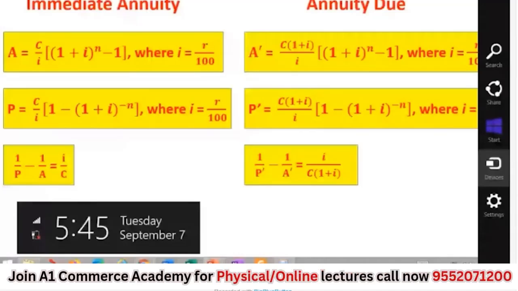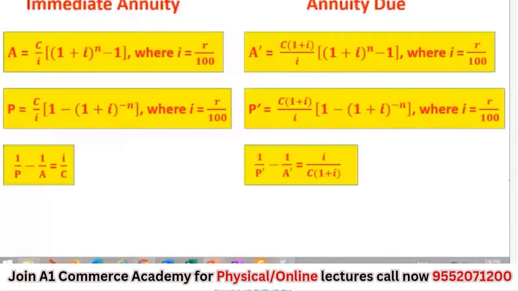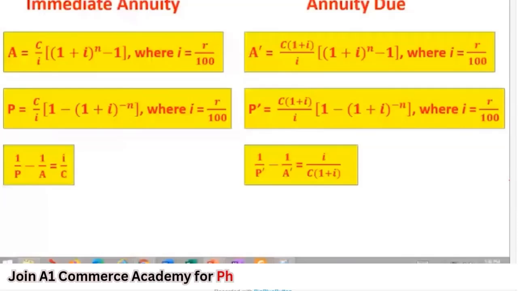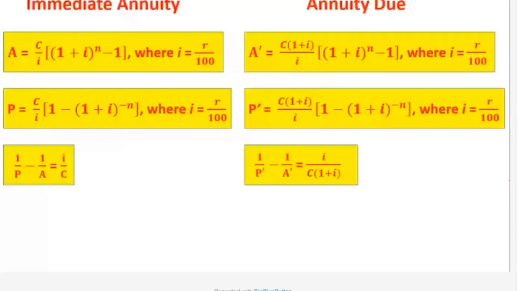5:45, you can see that time. And let's start. First, I'll revise. Today's lecture is 1 hour and 30 minutes, correct? Up to 7:15. The lecture is up to 7:15. Okay. Chalo. Let me revise. And then we'll go further.